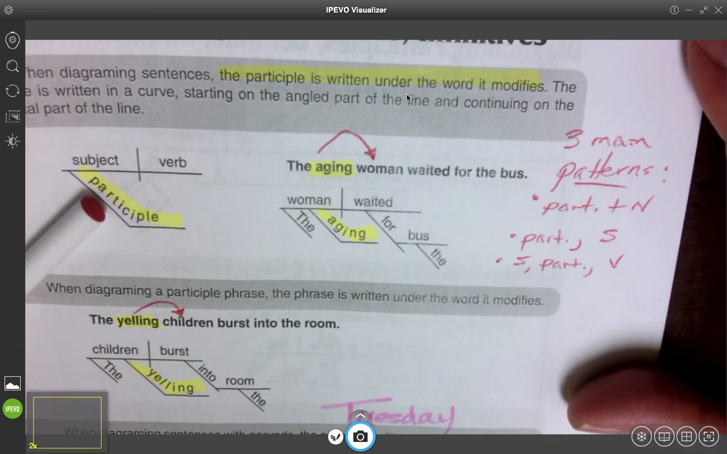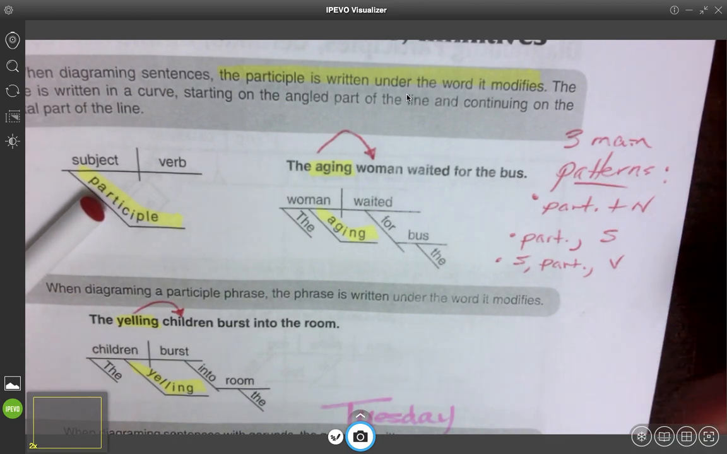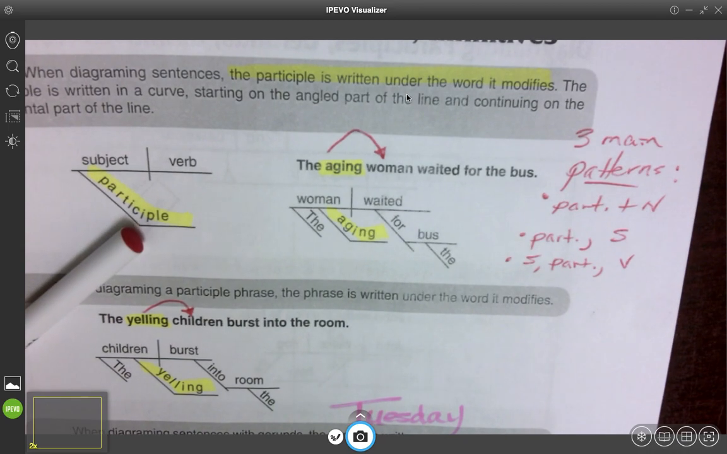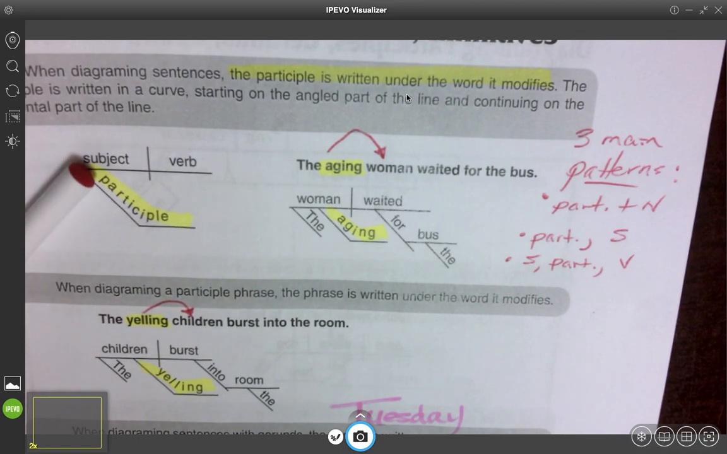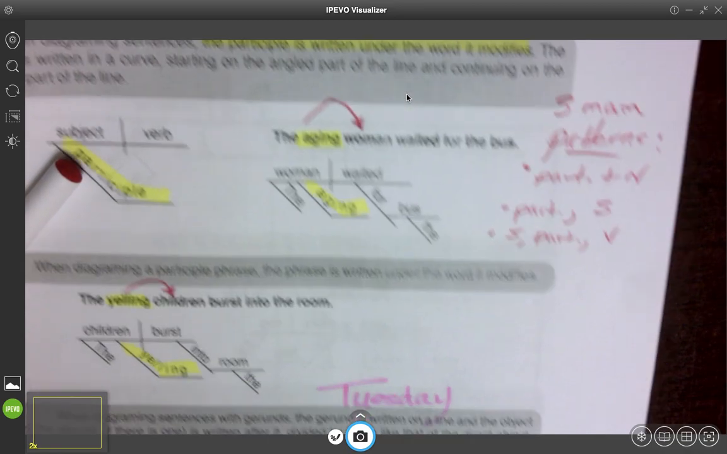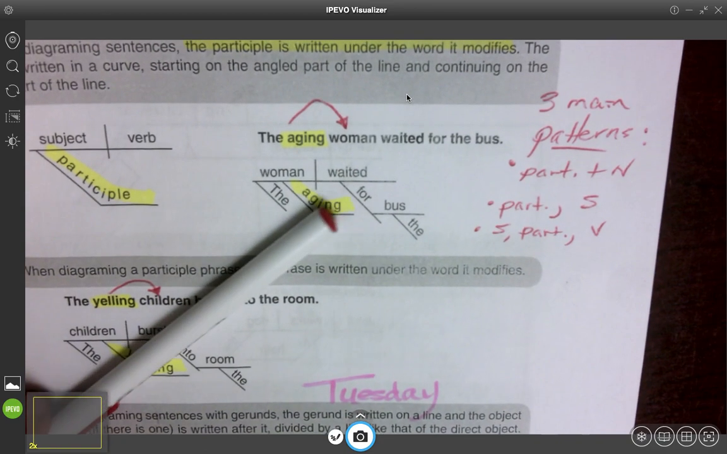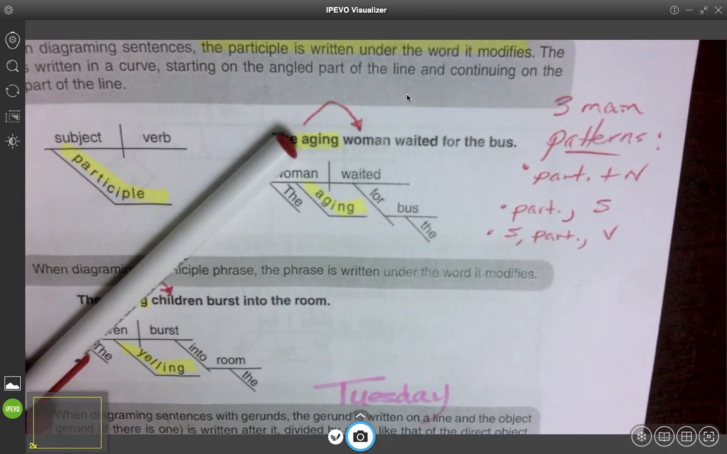Remember, the only time that a participle is not an adjective is if it contains a helping verb that comes before it. The way we diagram a participle is it goes on an L-shaped line, similar to that of a prepositional phrase, underneath the noun, such as the subject, that it modifies. In the sentence, the aging woman waited for the bus, we notice that aging modifies the woman.